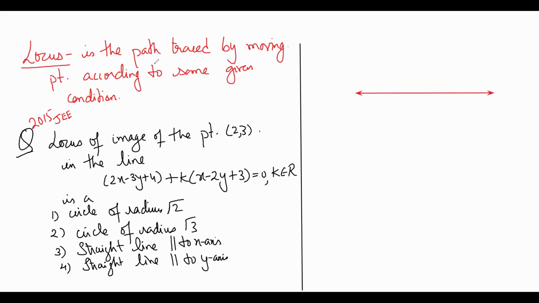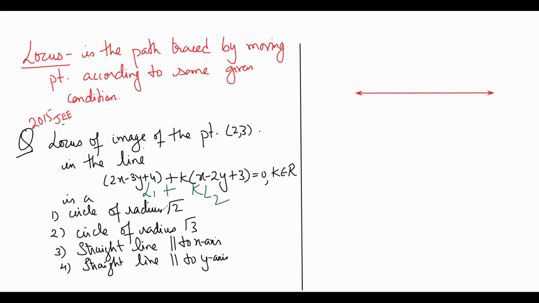So this question was asked in the 2015 JEE offline paper. Now, the locus of the image of the point (2, 3) in the line L1 + kL2, that is a family of lines. And you have to find the locus of the image. That means the path traced by the image of this point. This is the object, and you have to trace the path of the image.